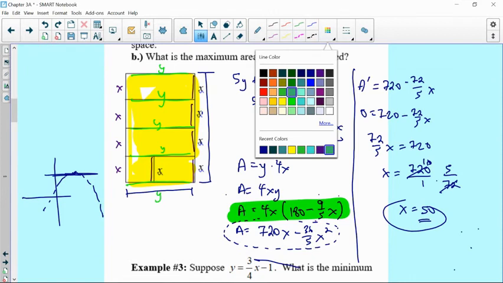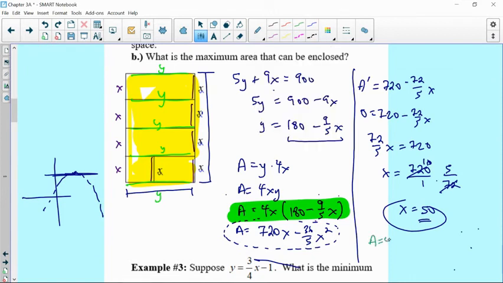There we go. So area is equal to 4 times 50 times 180 minus, and if I put 50 into x, that would be 9/5 of 50, which actually becomes 90. And so 180 minus 90 is 90. So we get 4 times 50, which is 200, times 90, which is 18,000. So there's my maximum area, 18,000 square meters, I believe, which is a lot of area.